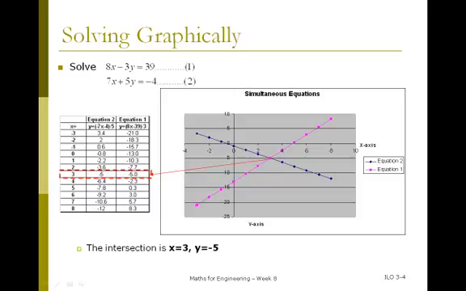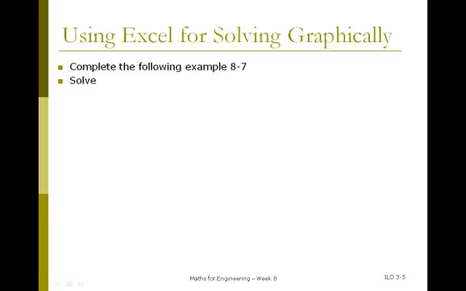So you can see from the graph of equation 1 and equation 2 that the intersection is when x is equal to 3 and y is equal to minus 5. And you can also see that from the table as well as from the graph. So now what we want to do is test this knowledge with another example.